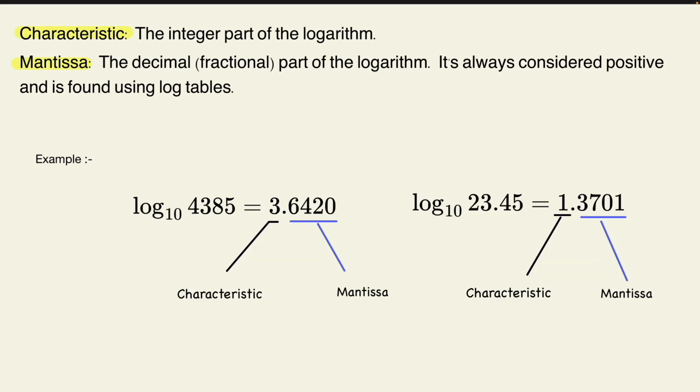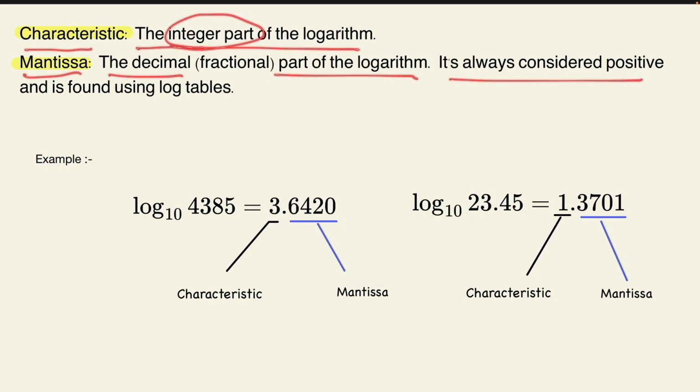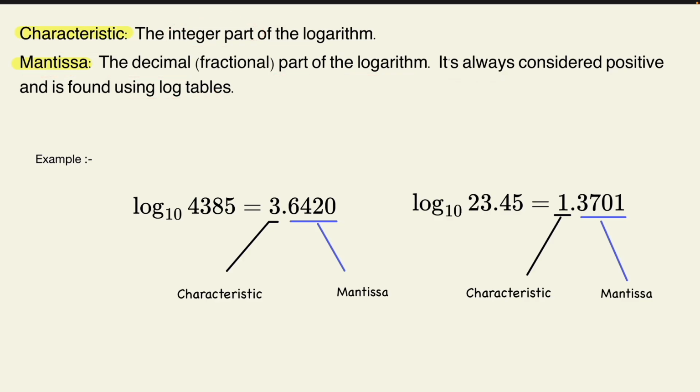Characteristic is the integral part of the logarithm. It means its value is always in the form of an integer. And the mantissa is the decimal part of the logarithm and is always considered positive, and this mantissa we can find with the help of the log table. The characteristic we can find by certain rules that we'll discuss just now, but the mantissa can only be found with the help of the log table. So let's understand with some examples.